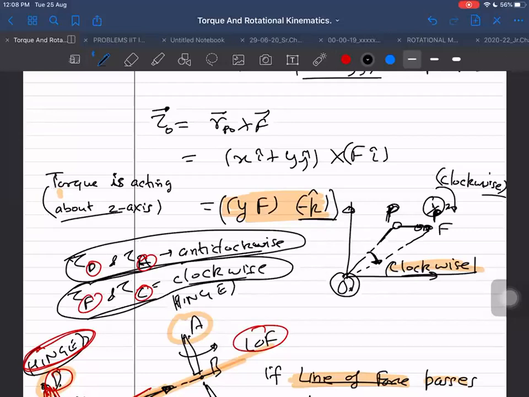But is it acting about the Y axis here? No, because the J component is 0, and the I component is also 0. Then what is the torque about the Y axis, and what is the torque about the X axis? Both are 0 only. This is the Y axis and this is the X axis, and this was the force. I can say this in another way also: because the line of force, when extended, passes through the Y axis, the torque about the Y axis becomes 0.